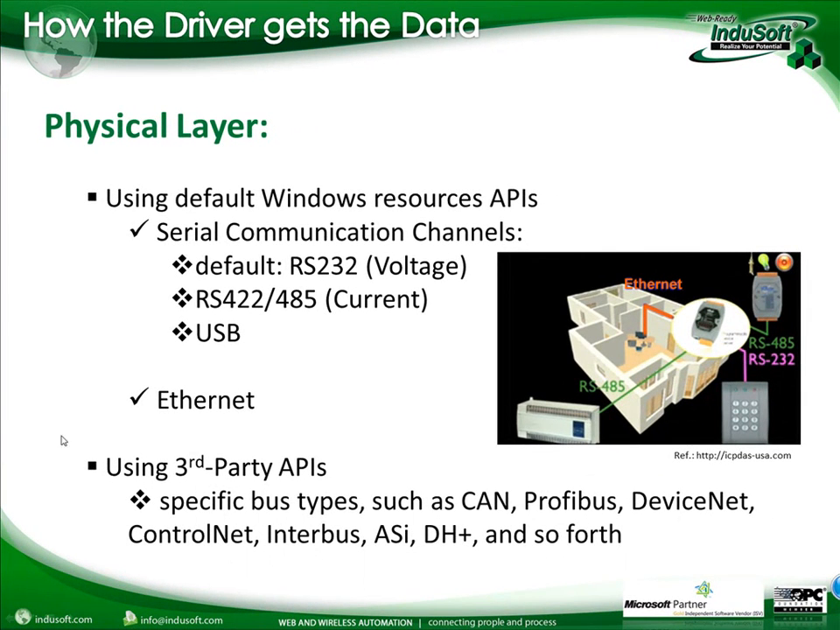Okay, the second category of physical layer is when we use a third-party API. We're going to have to install a piece of hardware on my PC or on my HMI to communicate with buses that are not the original ones for Windows. More precisely, the buses that are specific for industrial automation.